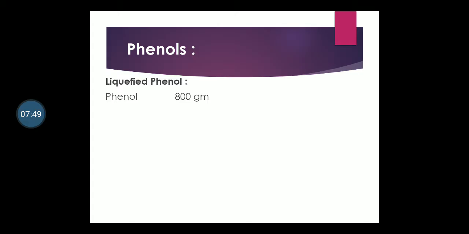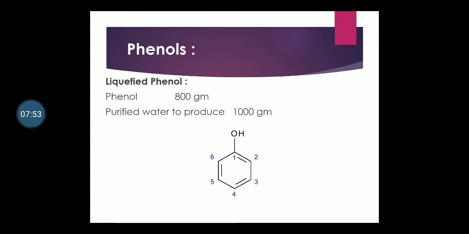Next, phenol, a most important antiseptic and disinfectant. Normally, phenol is prepared as 800 gram of phenol dissolved in purified water to produce 1000 gram, or we can say 1 liter. So 1 liter of phenol can be prepared by dissolving 800 gram of solidified phenol or phenol crystals in purified water. Now this is the structure of phenol, in which the benzene ring and hydroxy group are there.